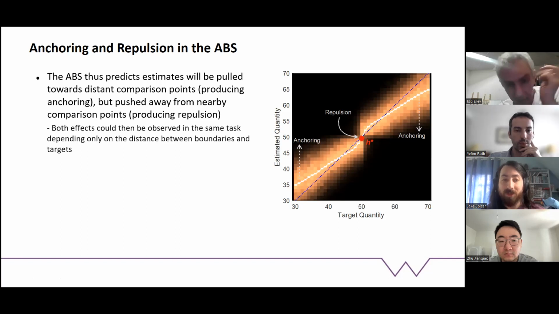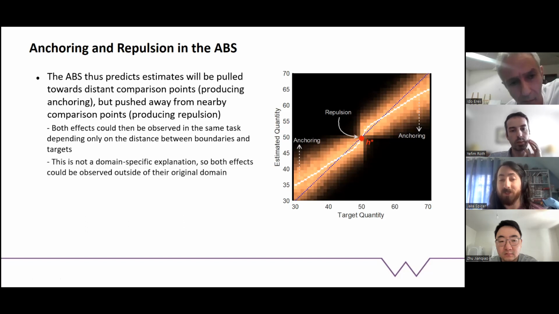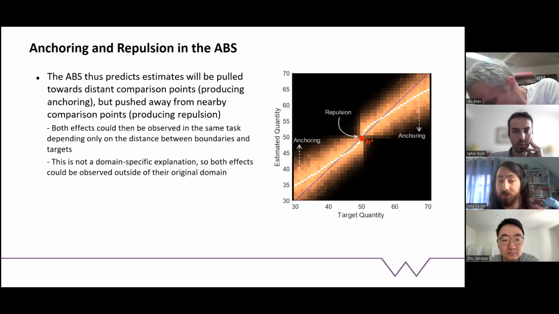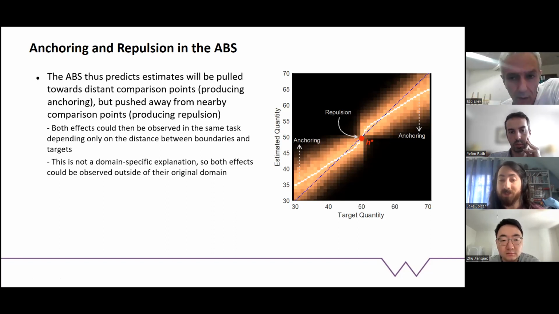And it means that there's two key aspects that this predicts. First is that we might see both effects in the same task based purely on how far the target is from the boundary. And we might also see that these things aren't necessarily domain specific, even though a lot of the existing evidence has been limited to one or the other domain. So repulsion has generally been observed in perceptual tasks and anchoring in cognitive tasks. Maybe we can see a crossover here.